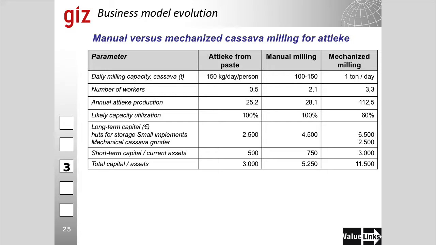It also means that you need to have more short-term capital, and this is something that sometimes is underestimated. It's not just the fact that you invest in the equipment, you also have to pay for the cassava that you have to buy in order to make that mill run. So you have to buy, you have to stock, you have to utilize that material, and that means that the current assets also go up. In short, you have a much higher capacity, but you also have a higher capital input, and you have to finance that additional investment that goes from 3,000 to 11,500. That money has to come from somewhere.